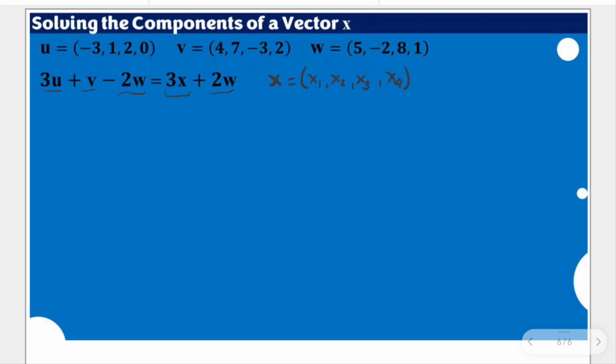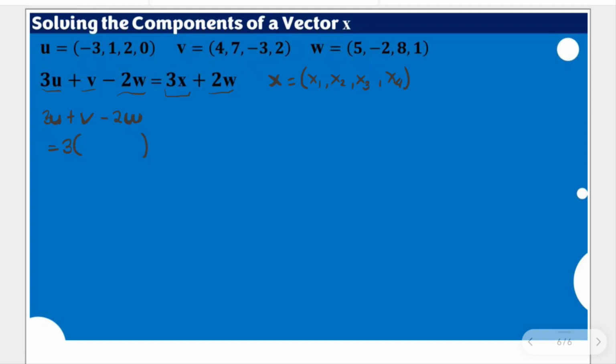Now, we can automatically substitute all the values for the components of each vector, but let me try to attack it slowly. So we are going to start first with the left hand side. We have 3u plus v minus 2w. Alright? 3u means there is a scalar value to be multiplied with the entire vector u.